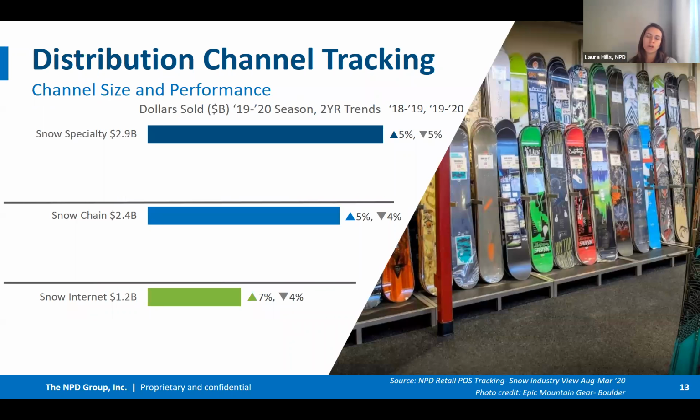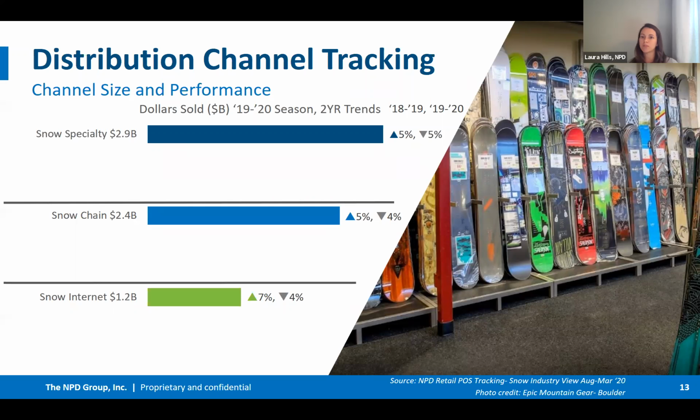So not only is it important to monitor the channel size and performance at the total channel level, but of course, you also want to understand what your specific category performance is within those channels, and then whether it aligns or misaligns to the total channel direction and what challenges or opportunities that might be representing for you. So here I've charted exactly that. First, total channel performance labeled with percent changes for the last 2 years worth of trend.